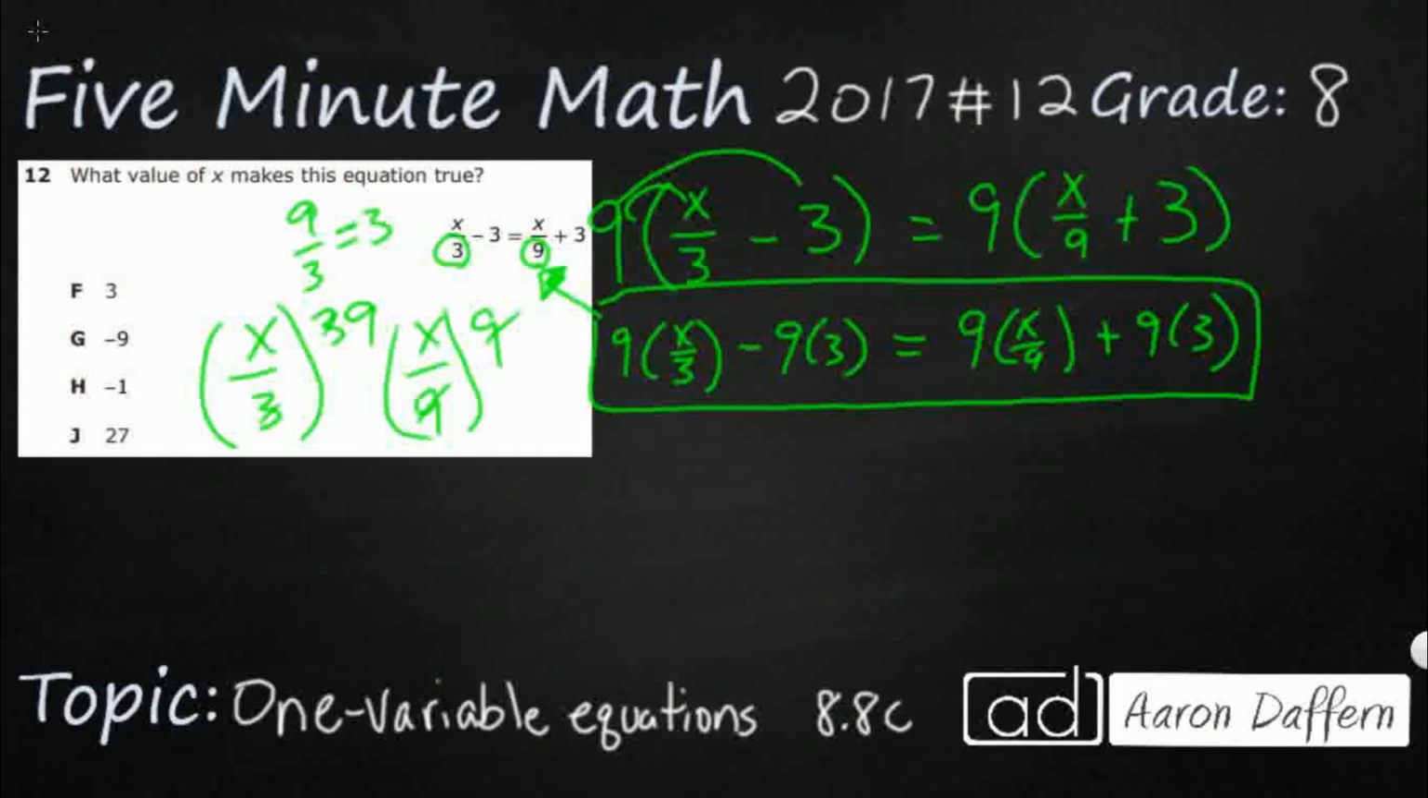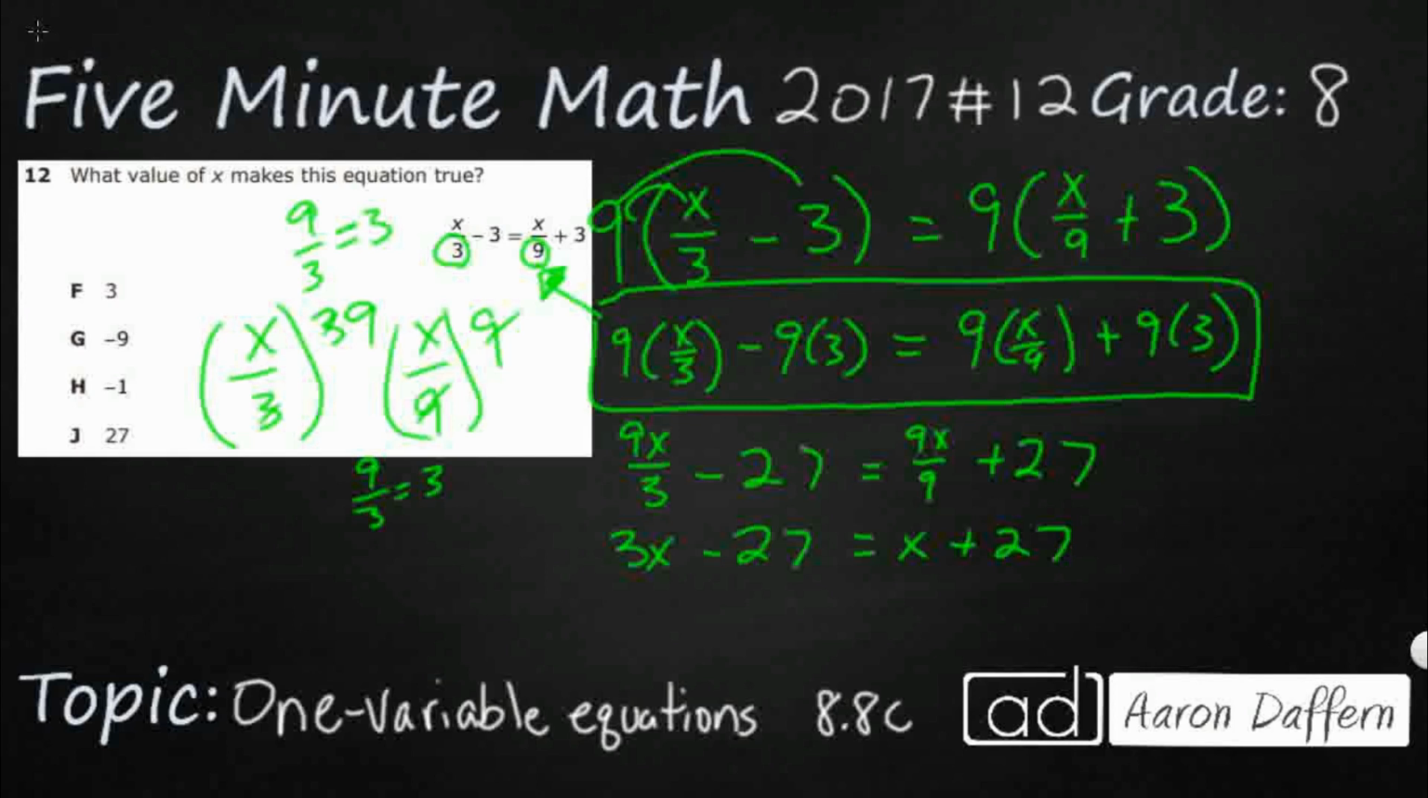So this is 9x over 3 minus 9 times 3 is 27. This is 9x over 9, plus 27. Let's go ahead and simplify this. 9 over 3, that's just 9 divided by 3, that's just 3. So this is 3x minus 27. 9 over 9 is 1, equals x plus 27. Okay, now we're looking more normal. But this is a long way from where we started.